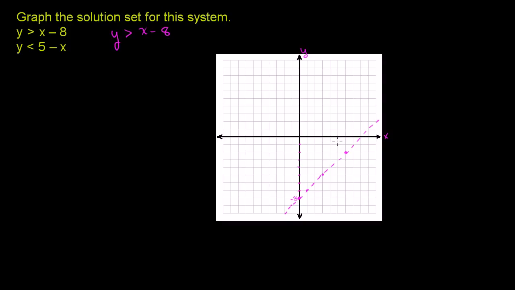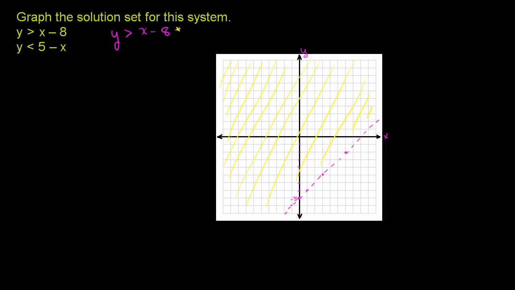So you pick any x. This is x minus 8. The y value is going to be all the y's greater than that for that x. So the solution set for y is greater than x minus 8 is all of the area above this line, and it doesn't include it. And that's why I put a dotted line there. So let me do that in a lighter color. So it's literally all of this area up here is the solution set for this first inequality.